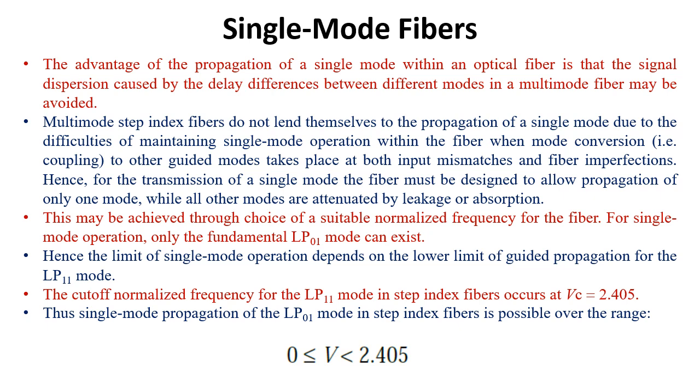Now we will consider another kind of fiber that we started our discussion with, the single mode fiber. For single mode fiber, the core diameter is very small, so that only one particular mode is supported. All the other modes, there is no chance to support other modes.